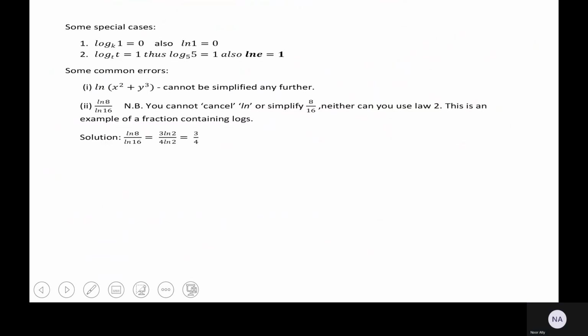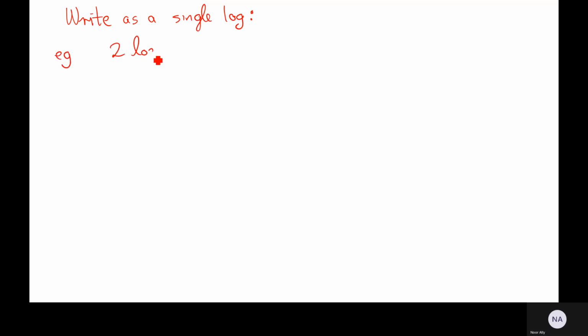Now, I'm going to go to the special cases. Well, we've done the special cases. The reverse of this: in other words, I want you to write a list of logarithms as a single log. So for example, if I give you 2 log of x plus 3 log of y minus 4 log of z, can you now combine it in the reverse process?